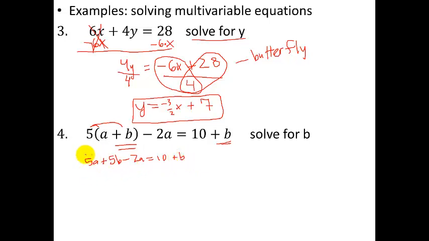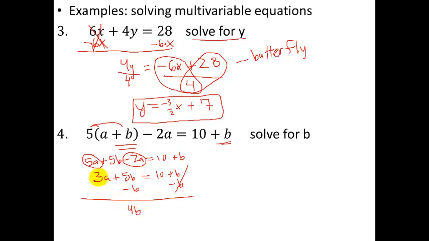Now here I can combine the 5a and the negative 2a. What's 5a minus 2a? That will give me 3a plus 5b equals 10 plus b. Now I'm solving for b, so I'm going to get all the b's together. I'll do minus b, minus b. Those will cancel out. So now I have 5b minus 1b is 4b. And I know I'm going to have to move this 3a away, so I might as well do that all in the same step. Minus 3a, minus 3a.